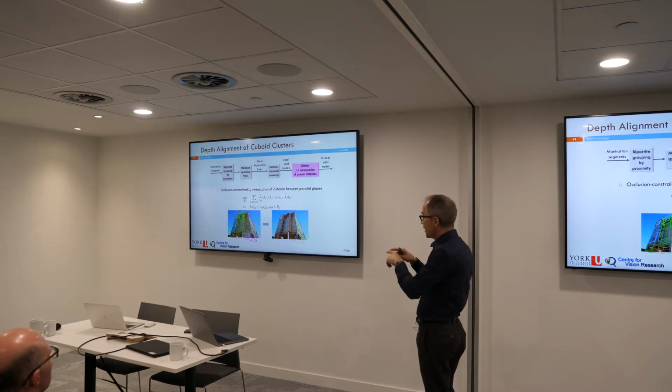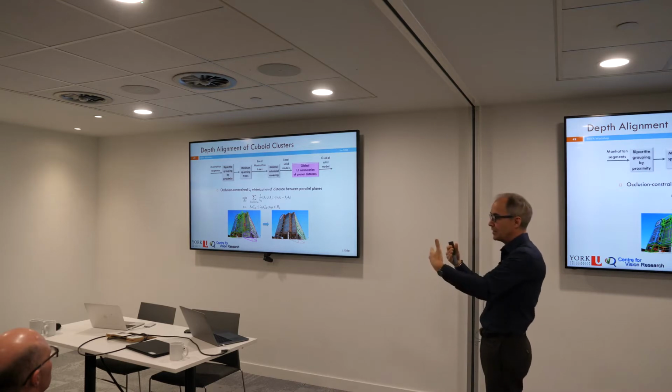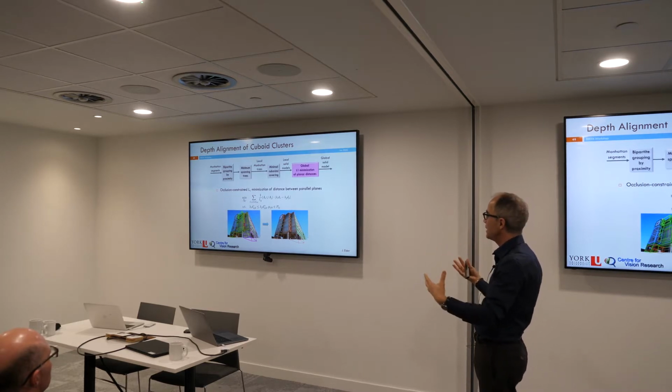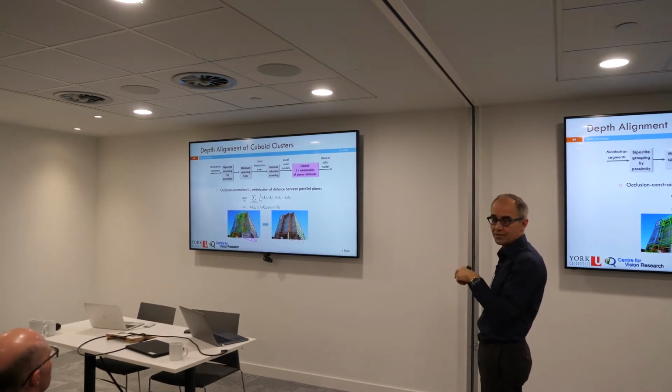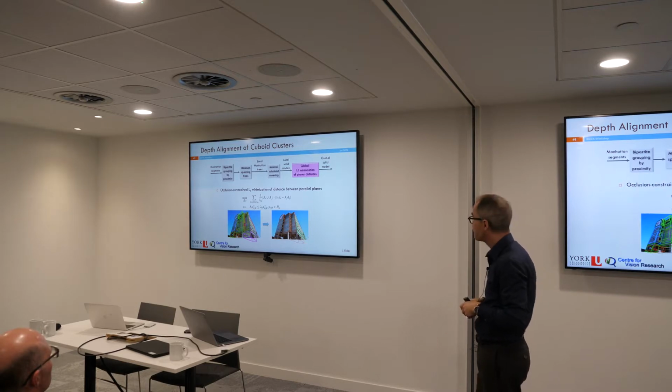And the final step is a global L1 minimization of the distance between parallel surfaces on these cuboidal structures. So the idea here is we're trying to explain the scene with the minimum number of global planes. Okay, so you think of it as a principle of simplicity, if you like.